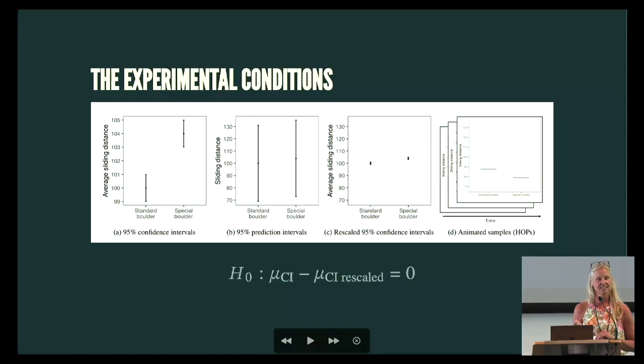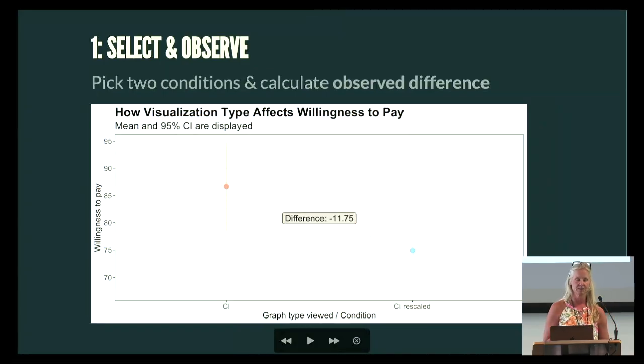Now, the rescaled confidence interval graph differs from the initial graph in that the y-axis is wider, and it makes the difference between the standard and the special boulder appear smaller. So the null hypothesis here is that there is no difference in average willingness to pay for this special boulder between the conditions, confidence interval and rescaled confidence interval in this situation.